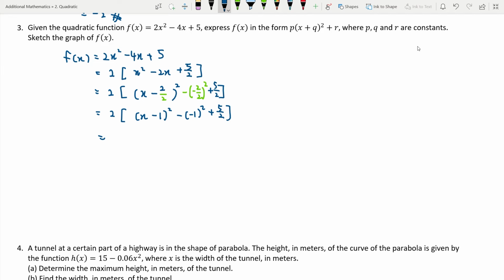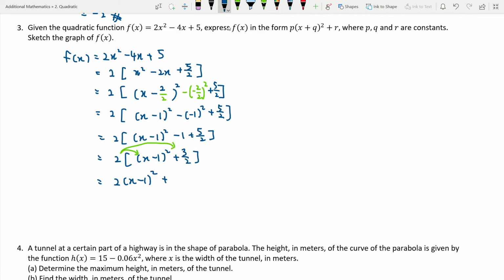Further simplify it. 2 bracket x minus 1 squared minus 1 plus 5 over 2, which is 2 bracket x minus 1 squared plus 3 over 2. Don't forget to expand the bracket. 2 bracket x minus 1 squared plus 3.